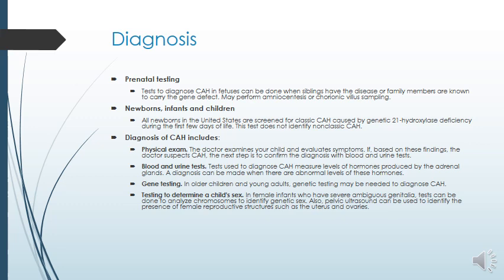The diagnosis of CAH includes a physical exam, blood and urine tests, and gene testing in older children and young adults. It may be needed to diagnose the CAH. And then there's also testing to determine a child's sex. In female infants who have severe ambiguous genitalia, chromosome analysis can be done to find out if the child is a boy or a girl. Also, pelvic ultrasound can be used to identify the presence of female reproductive structures such as the uterus and ovaries.